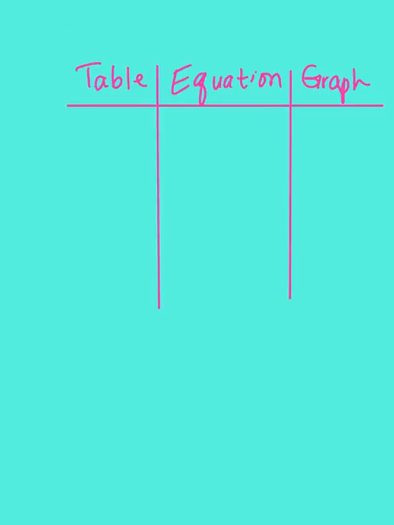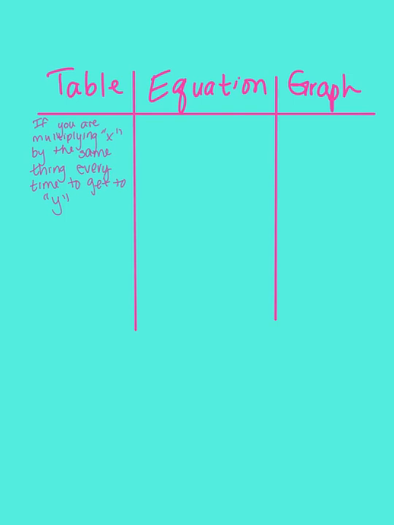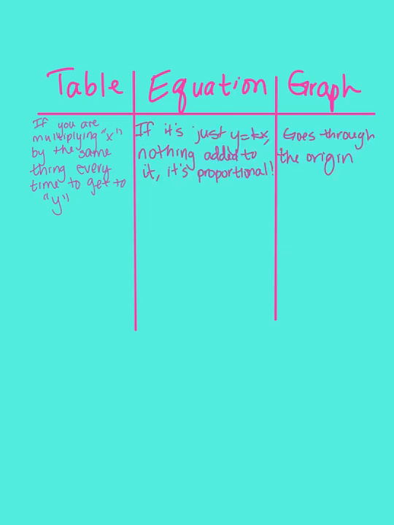How can I tell if it's proportional? Well, if I'm multiplying x by the same thing every time to get to y, it's proportional. Now what about looking at an equation? If it's just y equals kx and there's nothing being added to it, it is proportional. And then in a graph, if it goes through the origin.